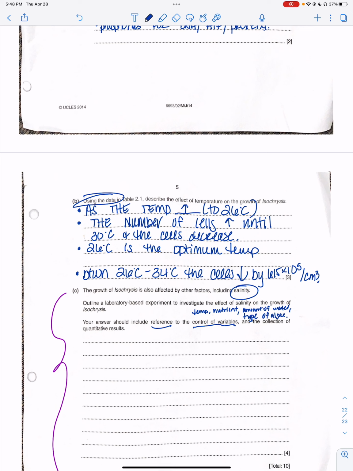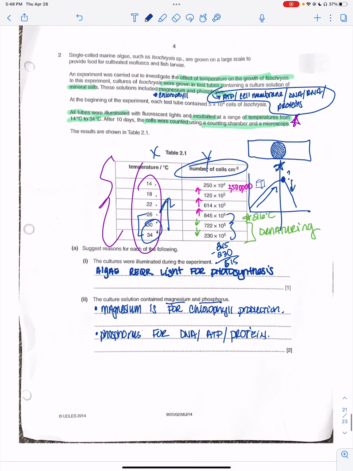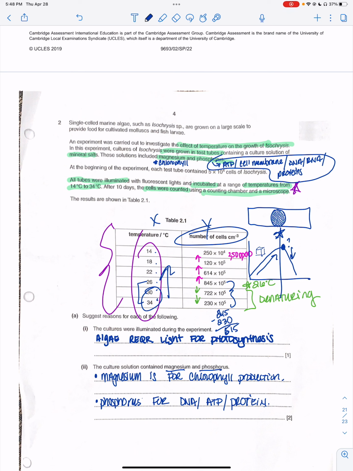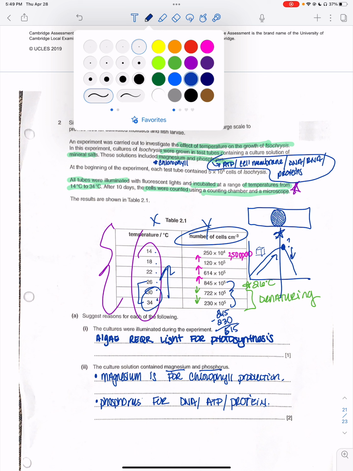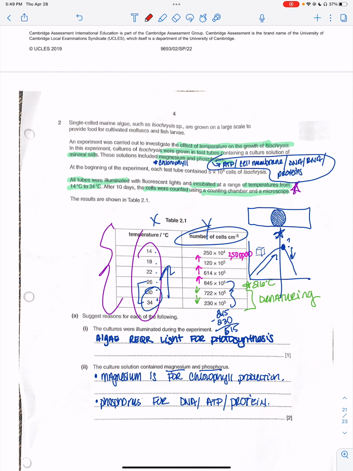Okay, and the collection, so how will you collect your quantitative results? Guess what? You're going to literally duplicate exactly what they did. So you're going to say there, okay, we're going to get, what color should I use? Red. Okay. You're going to duplicate it. Just duplicate. So they used cultures of that species. You're going to use cultures of that species, and you're going to grow them in test tubes also.